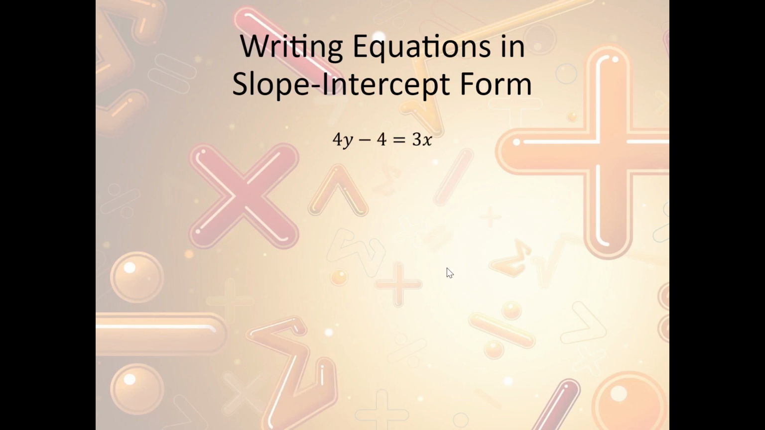One more example. We have 4y minus 4 is equal to 3x. Well, the x is already over here, so the only thing I got to get rid of is this 4 and this 4. So I'm going to get rid of this one first. So I do that by adding 4 to both sides, which leaves me with 4y is equal to 3x plus 4.